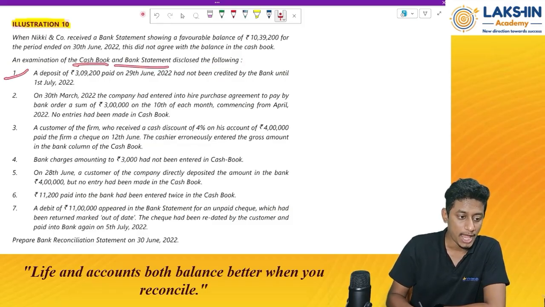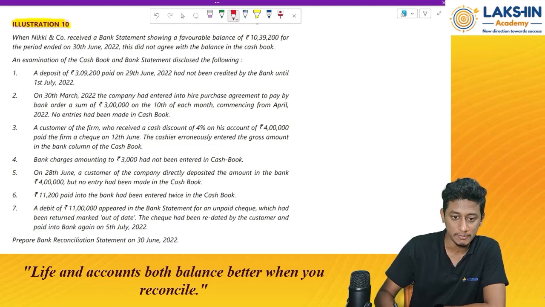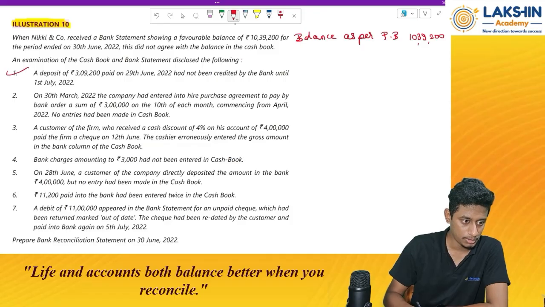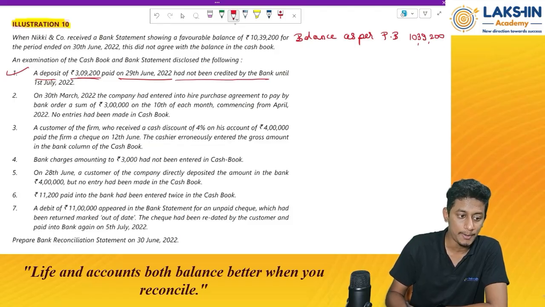First one, a deposit of rupees, but before that, what should we write? Balance as per passbook. As per passbook, how much? 10,39,200. Okay. A deposit of rupees 3,09,200 paid on 29 June 2022 had not been credited by the bank until 1st July. So a deposit was done into the bank account of rupees 3,09,200 but has not been credited by the bank.